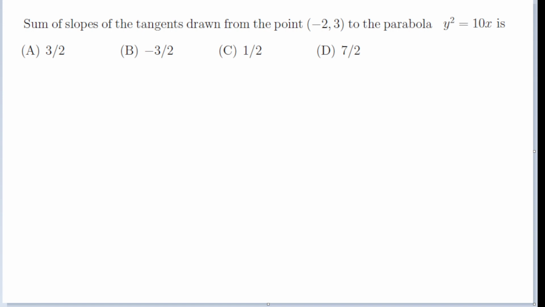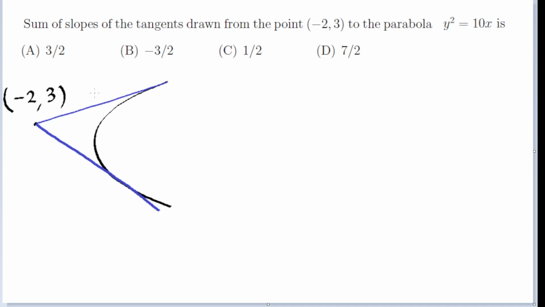So coming to the last question of this video, we have to find the sum of slopes of the tangents drawn from the point minus 2 comma 3 to the parabola y square equal to 10x is which of the following options, right? So let us imagine that there is a parabola given, and since they are using the wording from the point, it means that the point is external to the parabola, right? So from this point we are drawing two tangents to the parabola, right? Something like this, and since they will have two slopes, let's indicate them as say m1 and m2.